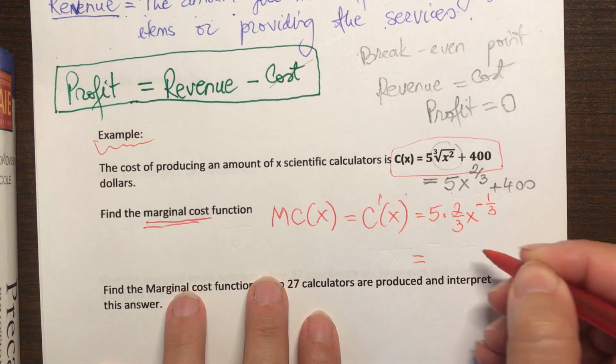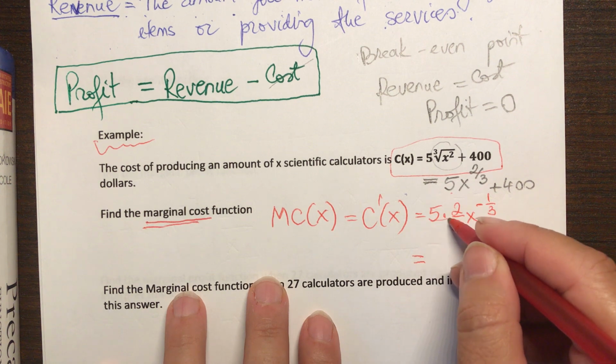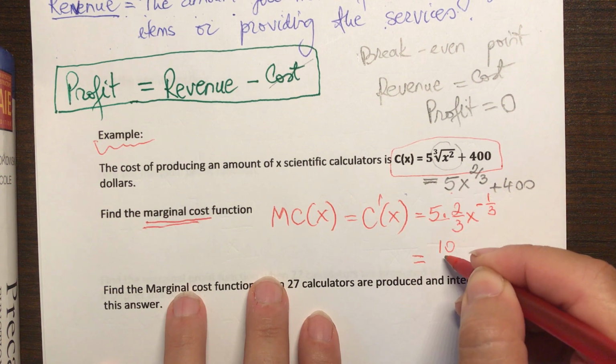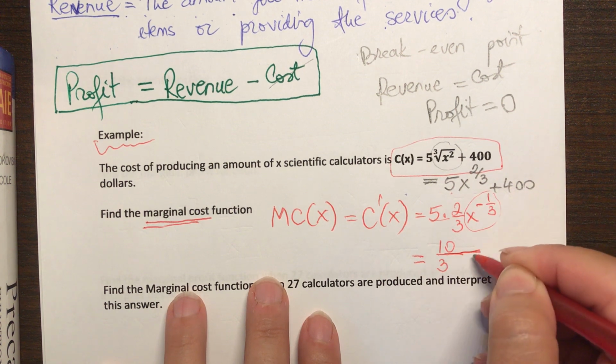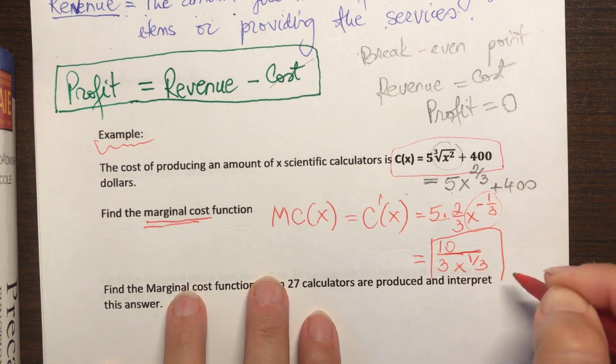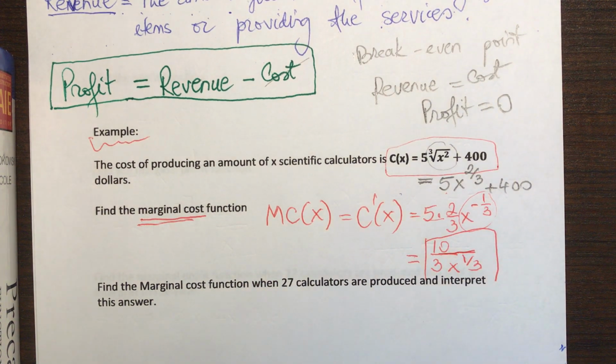So I'm going to fix this up for you. 5 times 2/3, that's 10/3. This x has a negative exponent, so I'm going to put it on the bottom next to the 3, and I'm going to make it a positive 1/3 exponent. Okay.